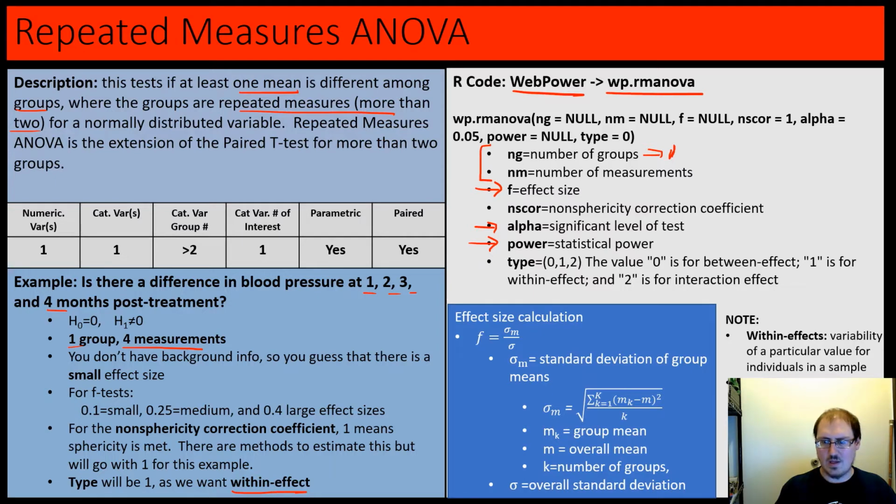What that means is within effects variability. It's the variability of a particular variable for individuals in a sample. So that's going to be among the repeated measures, whereas the between effects is differences between individuals. We don't really care that individuals have different blood pressure here. What we're really interested in is if individuals themselves have different blood pressure across these different repeats.